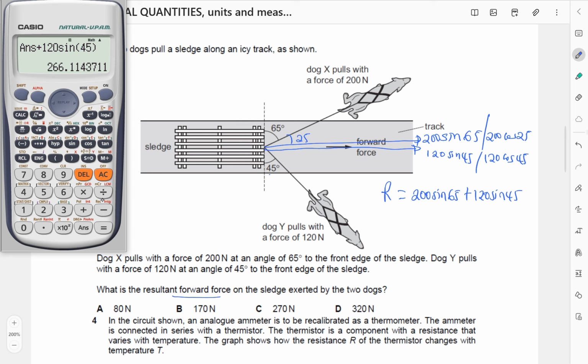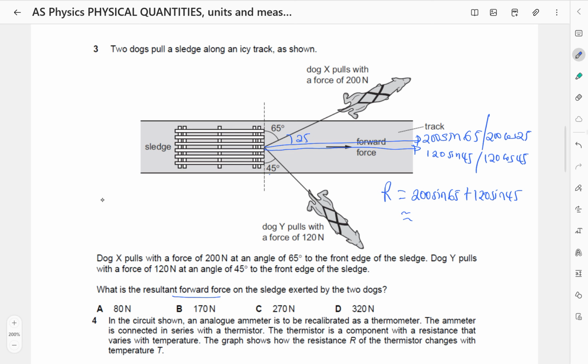So that gives me 266, which is approximately 270. So this is approximately 270 newtons to two significant figures. So the answer is C.